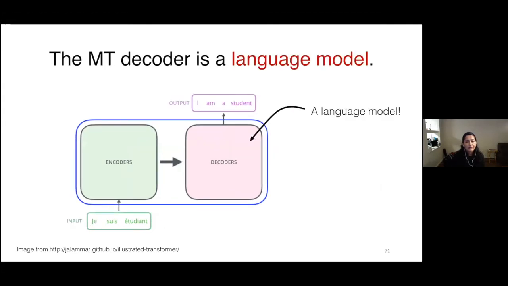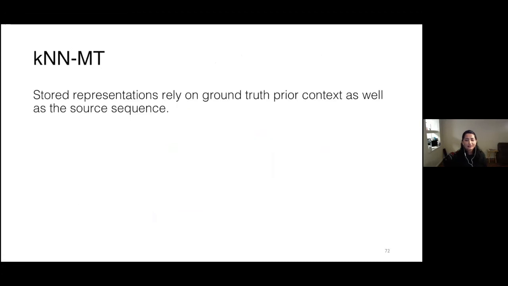And in fact, the decoder is basically a language model with a few minor differences that I won't get into. But a consequence of this connection is that CAN-NMT is also very similar to CAN-NLM with a few minor differences. And the only difference that I do want to highlight is that the representations that we use as keys for our data store, they're now conditioned on both the input sequence in the source language as well as the prior context in the target language.